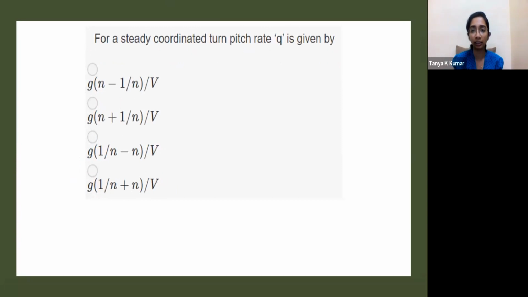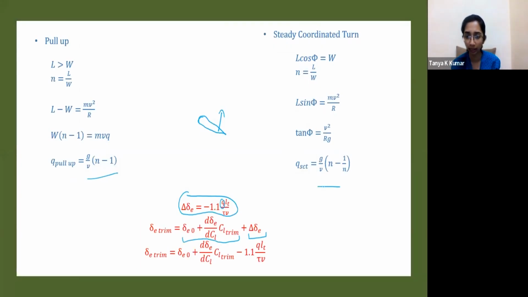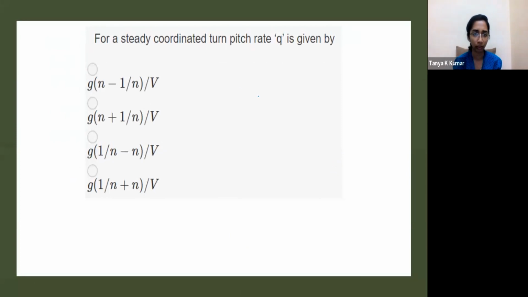Now, just now we discussed the pitch rate Q for a steady coordinated turn. We just discussed this thing. Steady coordinated turn is g by V, n minus 1 by n. So that's the first one. Right? So this is the one.